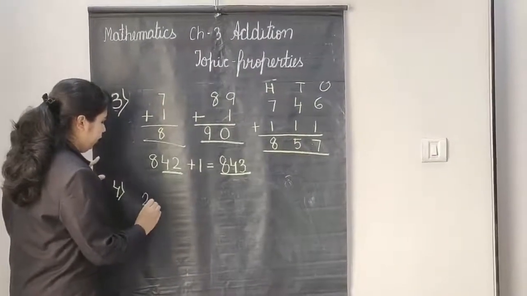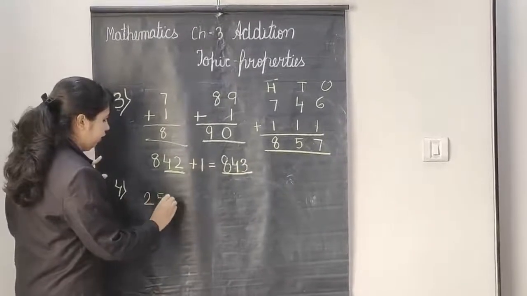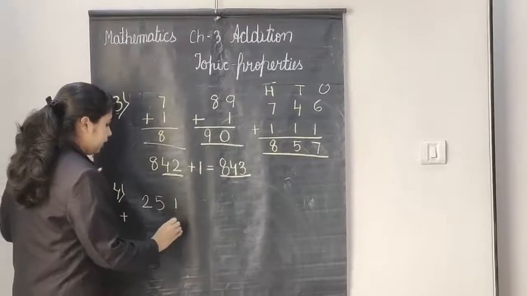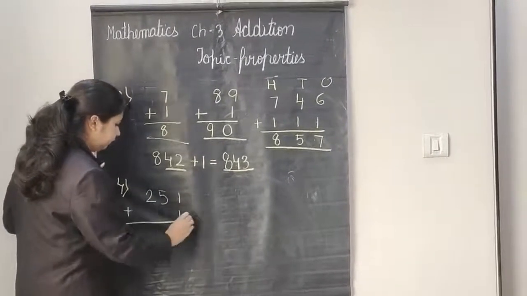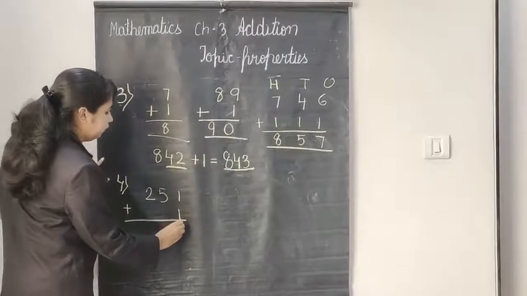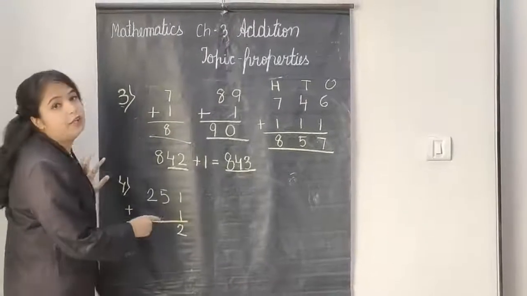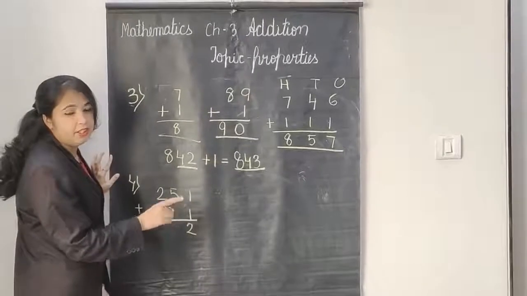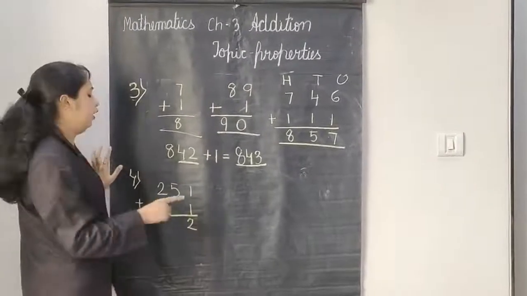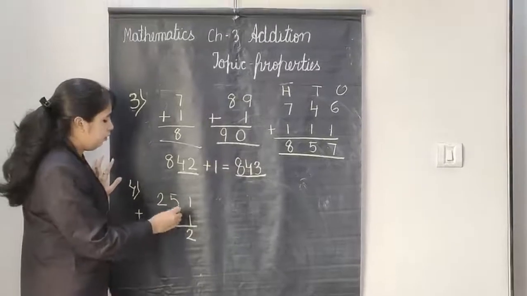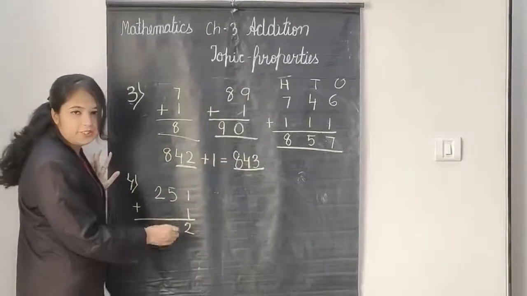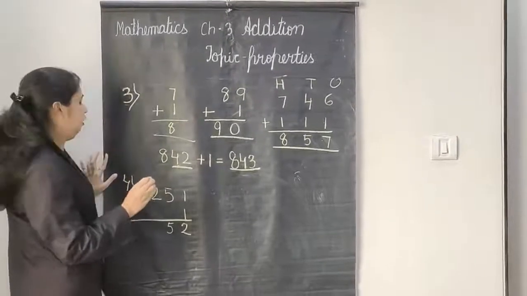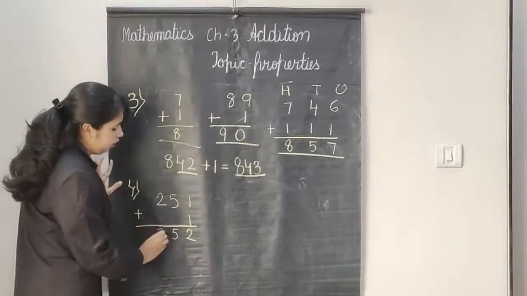Like 251. Okay? And just I am putting 1 here. After 1, 2. Now here there is no number. Not 0 I have written. You have to just suppose that here it is 0. So 5 plus nothing is there. 5 plus 0 means 5. 2 plus 0 is 2.